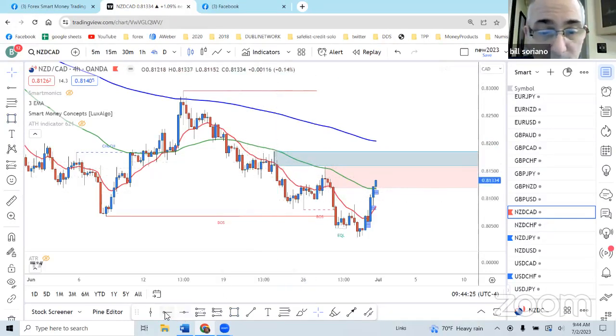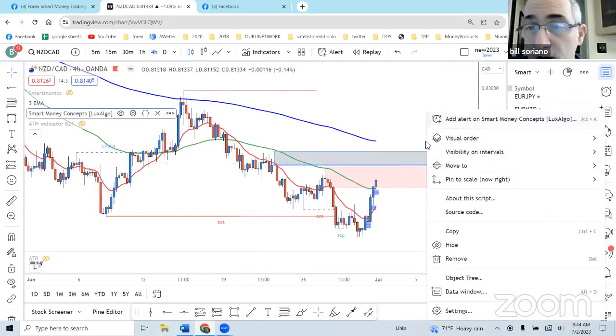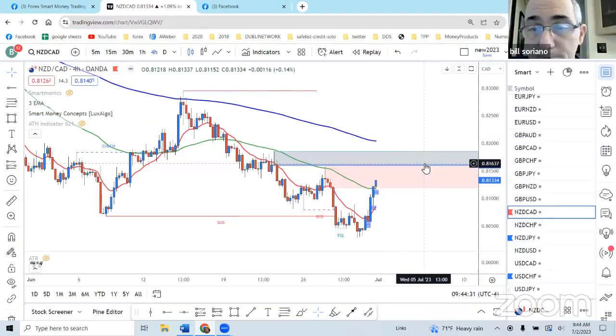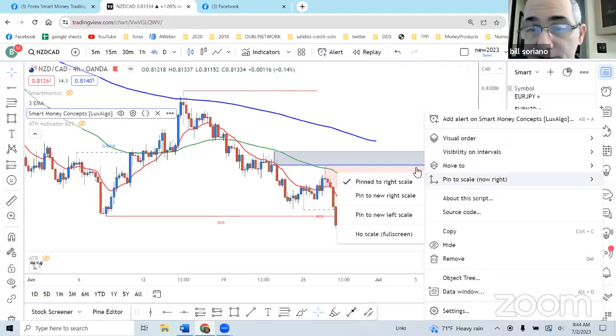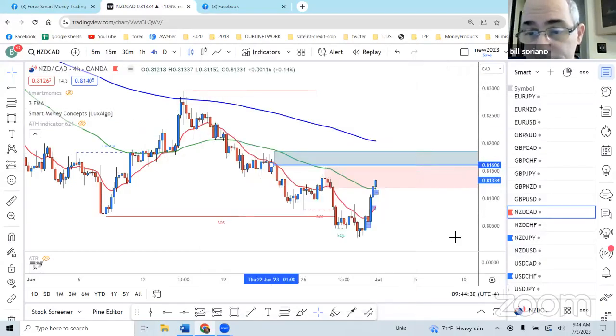Right? So I'm going to look for price to move up a little bit higher in this case here. I'm trying to set an alert right on my horizontal line here. Okay.